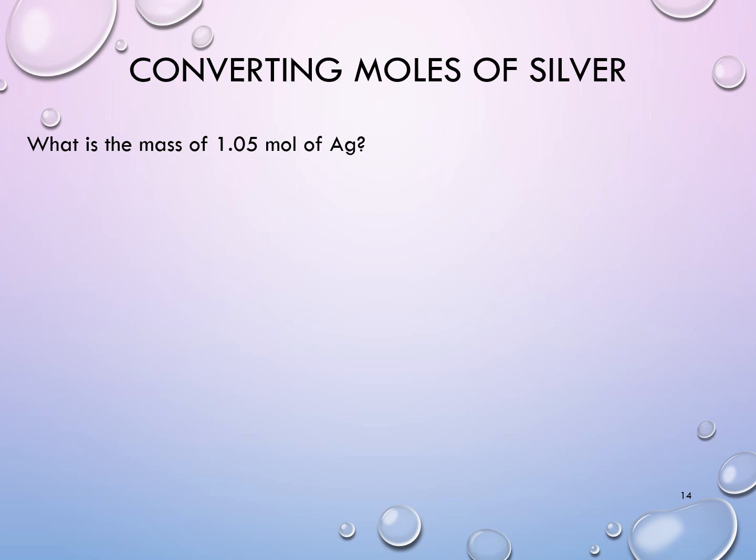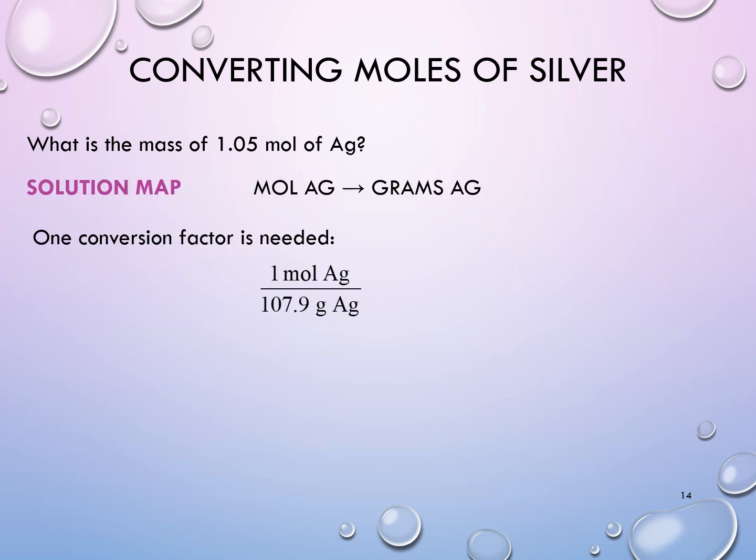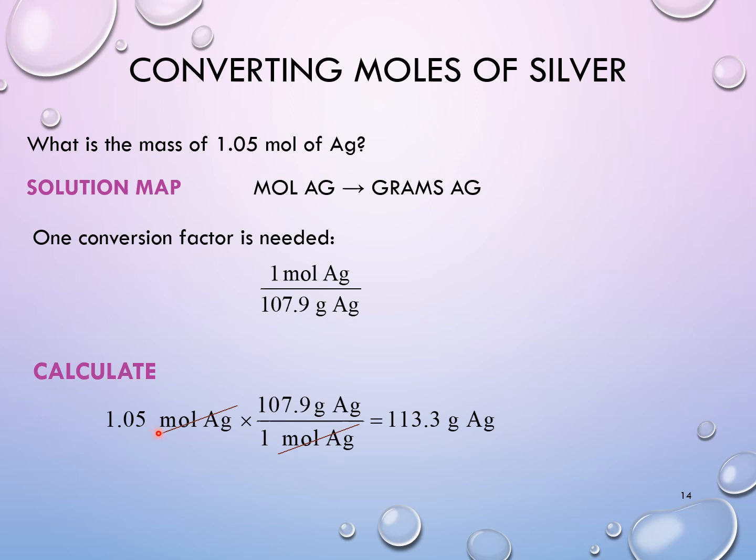Next question. What is the mass of 1.05 moles of silver? So all you would have to do is get the molar mass of silver from the periodic table, which is 1 mole of silver is 107.9 grams of silver. Take the moles, you want to get grams, cancel the moles on the bottom, and your answer is in grams. So you take 1.05 times 107.9 grams divided by 1 mole. This cancels off. You get 113.3 grams of silver.